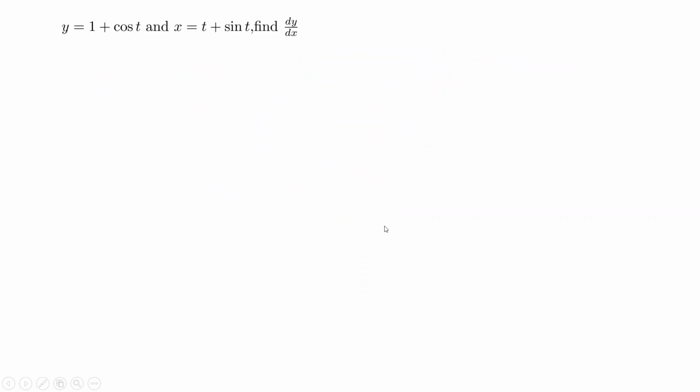We also solve some more questions. This is a different type of question. Here y is equal to 1 plus cos t, and x is equal to t plus sin t. We have to find out dy by dx. How to deal with this? Here it is given y is equal to 1 plus cos t and x is equal to t plus sin t.